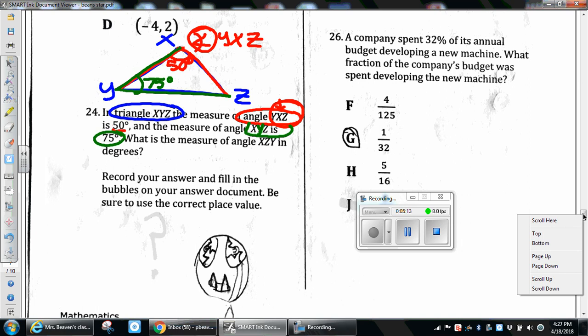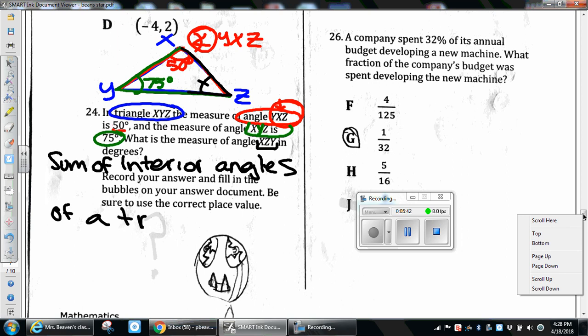And so we want to know what is the measure of the other angle, which happens to be XZY. So I will start here, Z, Y. So this one here. We want to know that that angle is equal to. So one thing you should know is that the sum of the interior angles of a triangle is equal to 180 degrees, just like a straight angle. You can remember that.